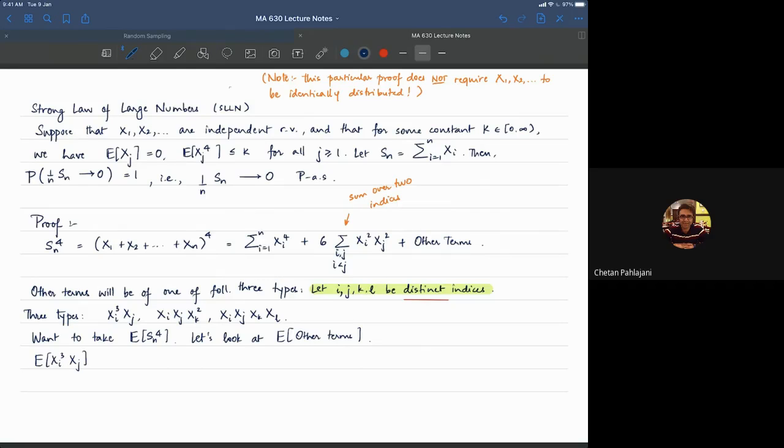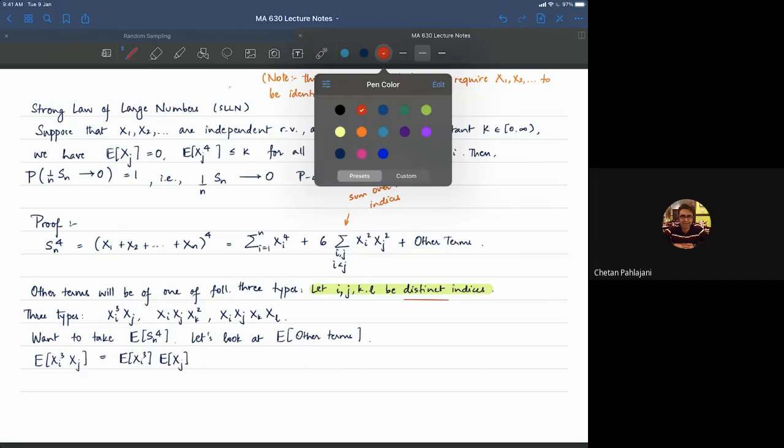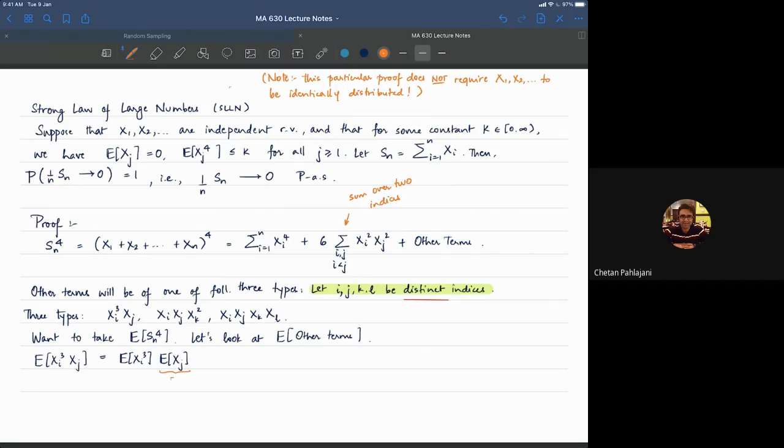So if I take E of x_i cubed x_j, remember, I have independence. So this is E of x_i cubed times E of x_j. You have learned this: if I take a product of independent random variables, the expectation of the product is the product of the expectations. But wait a second. What is E of x_j? Well, this is just 0 because all the random variables have been assumed to have 0 mean. That means if you look at this first type of other term, when I take its expectation, I'll get 0.